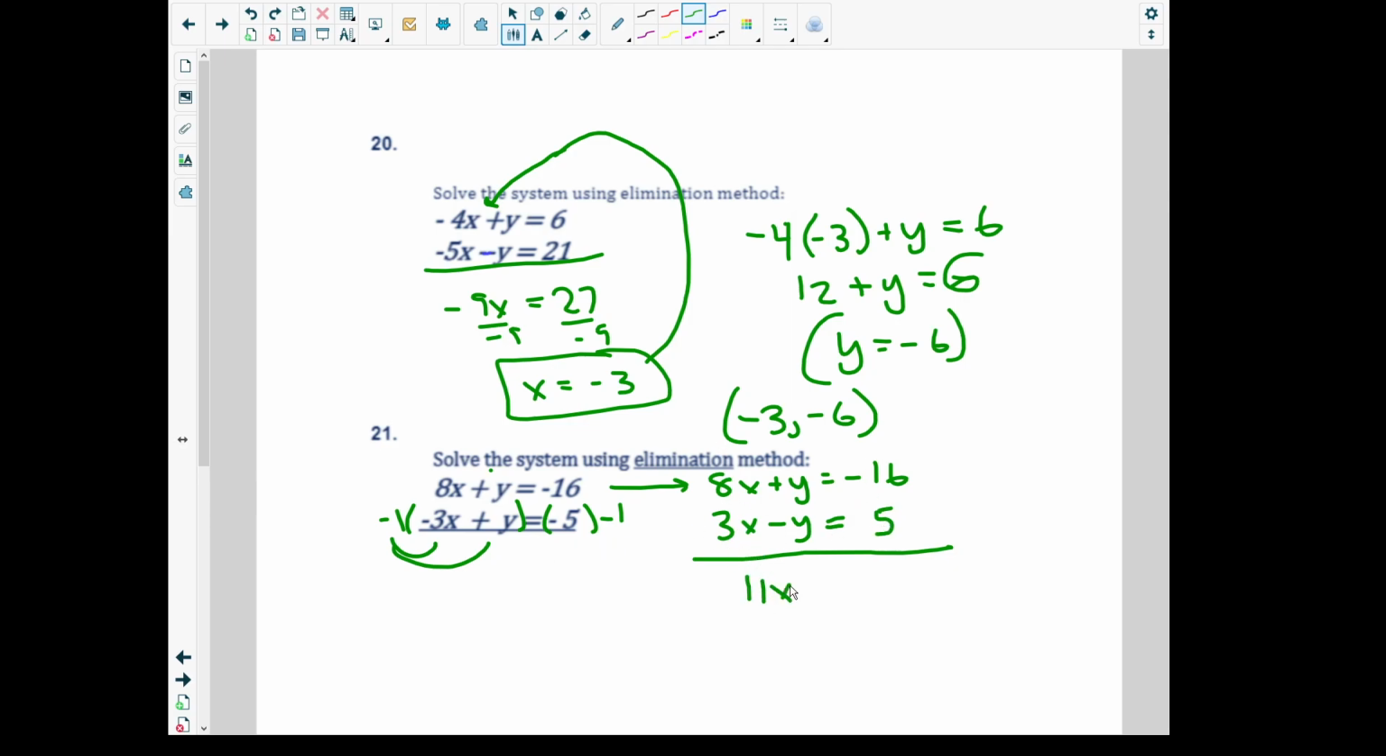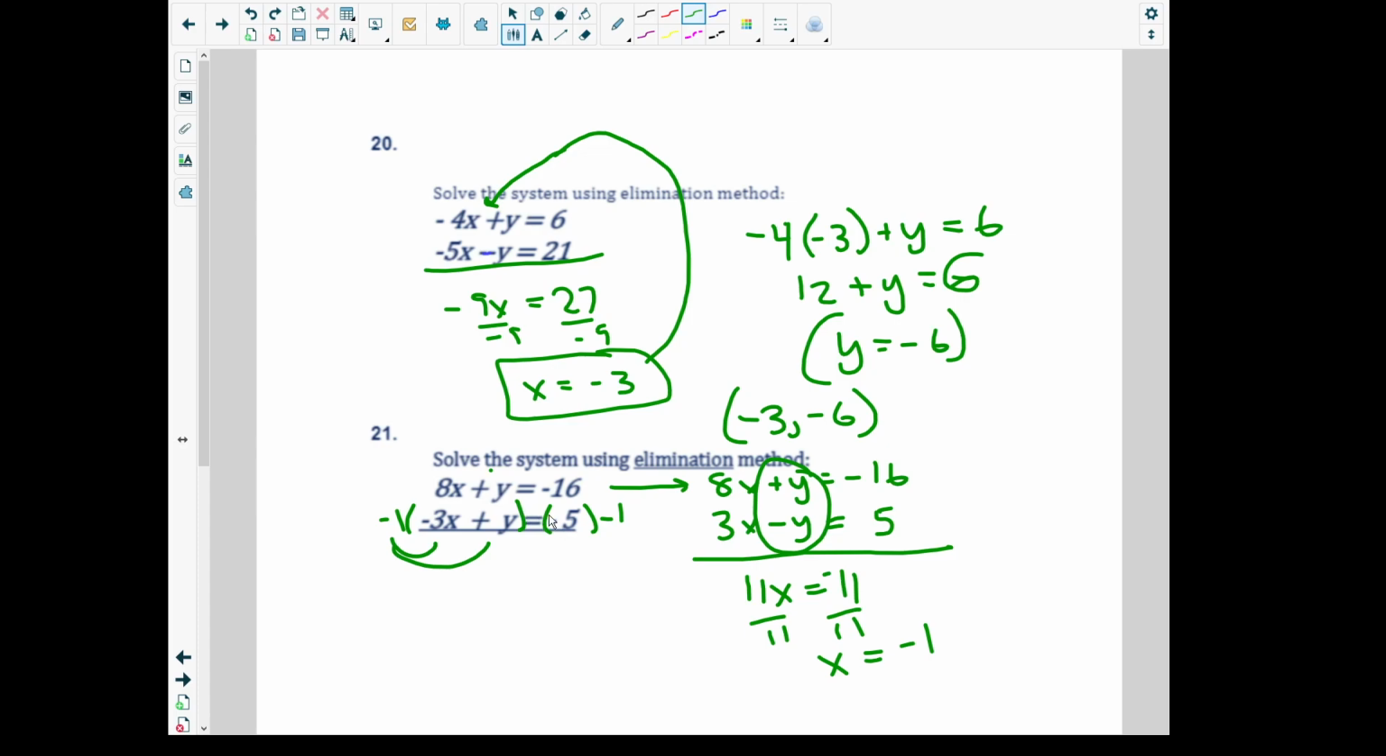We get 11x. This is 0, which is what we were hoping for, equals negative 11. Negative 16 plus 5 is negative 11. So I'm going to divide both sides by positive 11, and I get x equals negative 1.